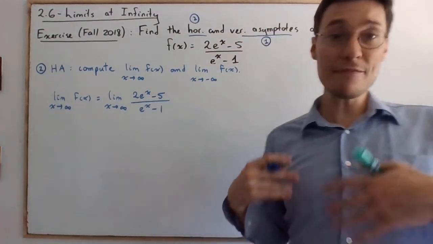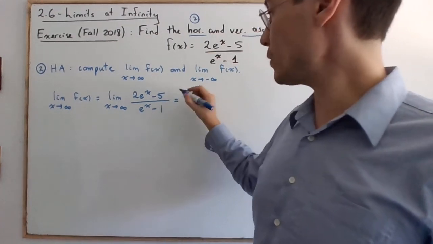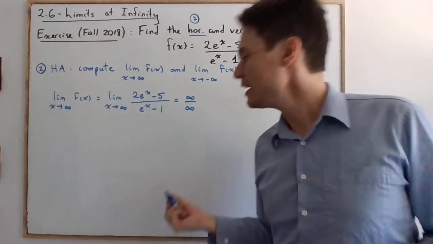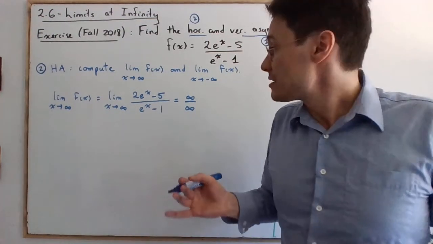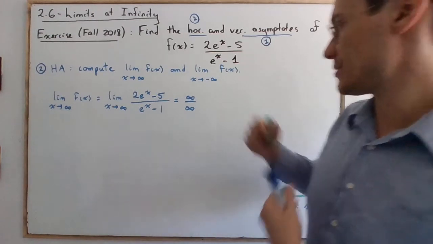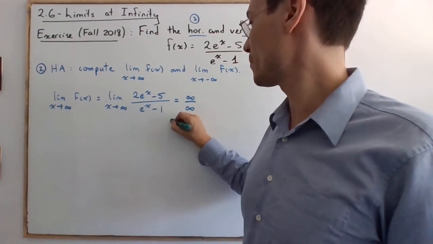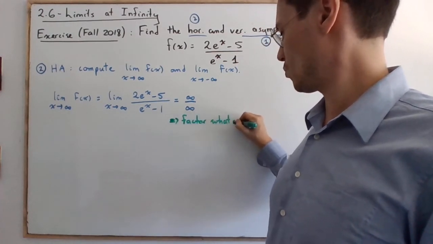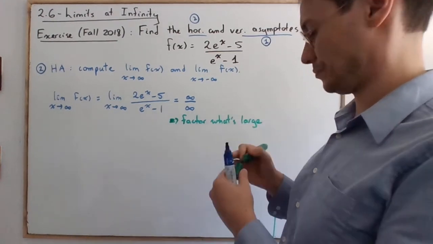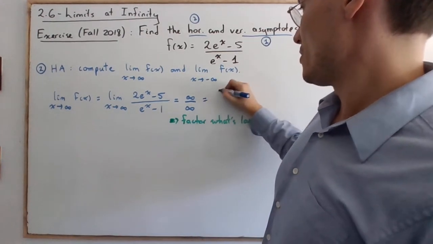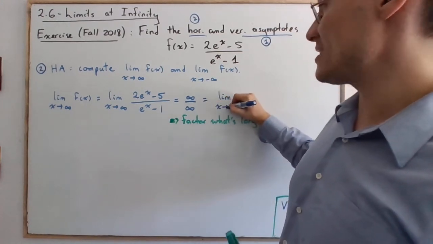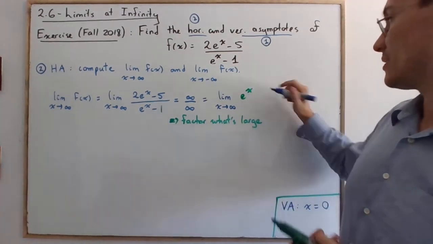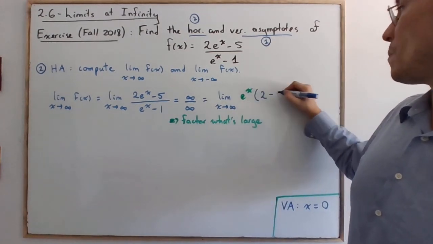Okay, so if we try direct substitution, what we will get is infinity at the top and infinity at the bottom, okay? So this doesn't tell us anything, so we need to factor what's large. So in this context, obviously what's large is the e to the x. So let's factor it out. So we have e to the x times 2 minus 5.